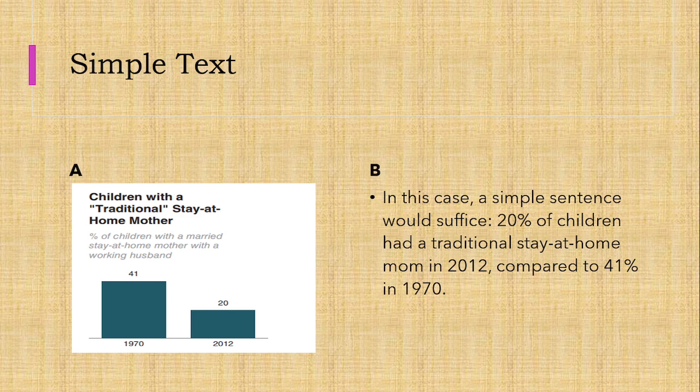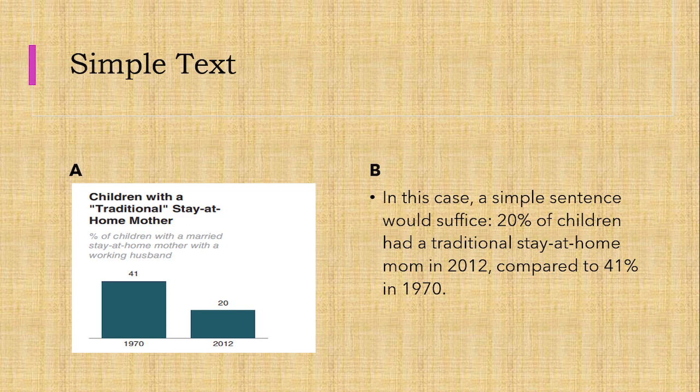So I have a simple example here about simple text. Simple text is one of the effective visuals that you can use to present or communicate your ideas. So I have options A and B. In option A, children with a traditional stay-at-home mother: the percentage with a married stay-at-home mother with a working husband, 41 in 1970, 20 in 2012. So that is A. Let's go to B. 20% of children had a traditional stay-at-home mom in 2012 compared to 41% in 1970.